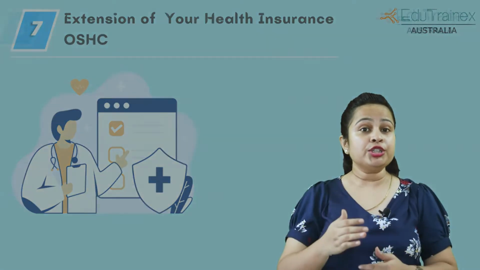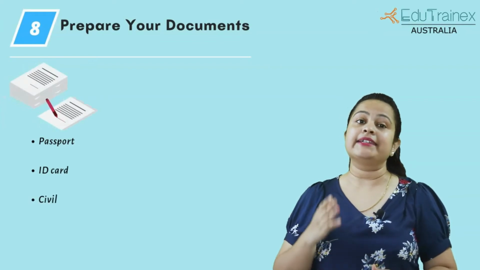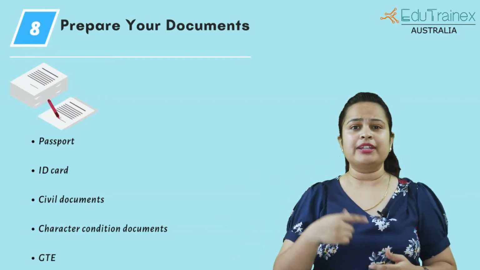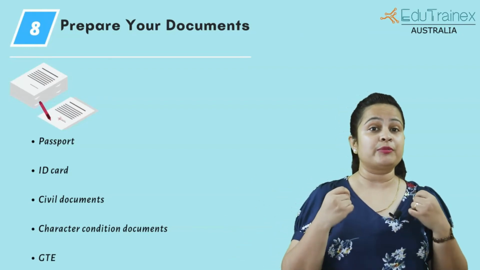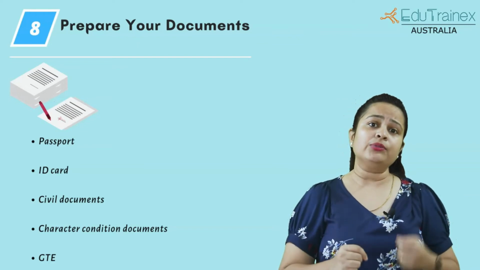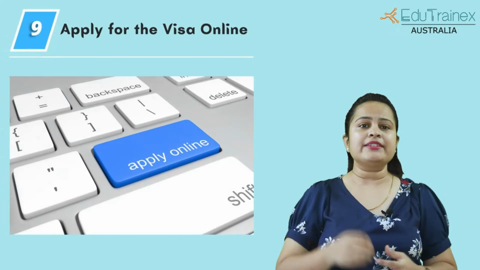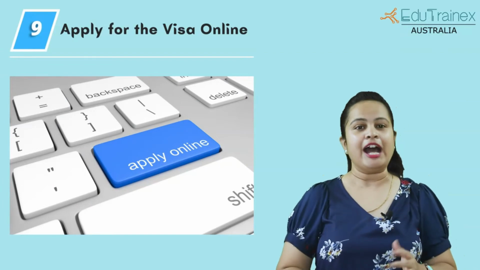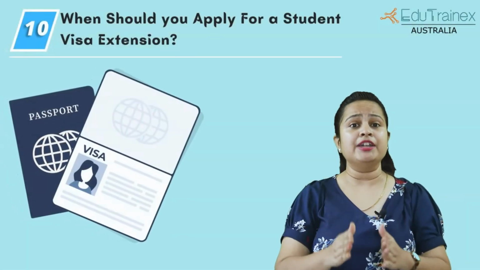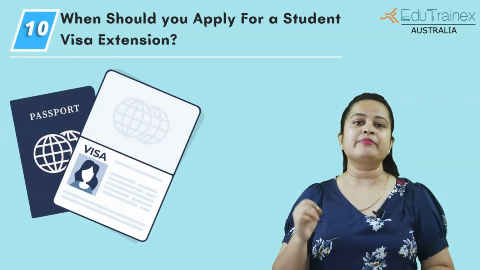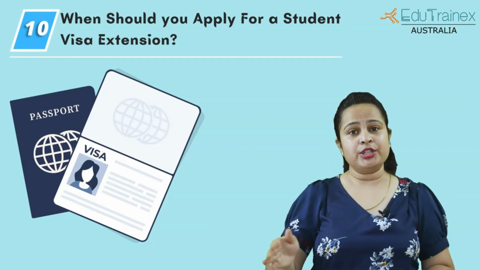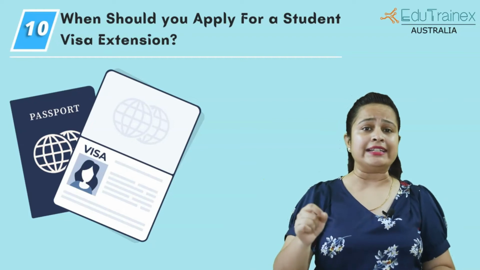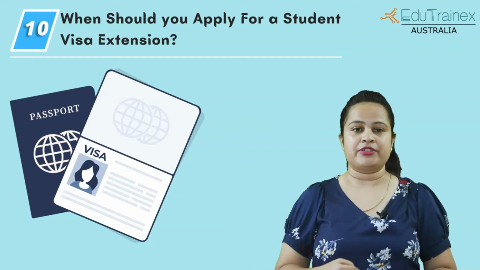Taking you further, for your new visa application, you must submit the same documents as your initial application. Among those documents, you need to submit your passport, ID card, civil documents, character documents, GTE and others. Your ImmiAccount allows you to apply for a new visa once you have all the necessary documents. Remember that visa application fees still apply. It is recommended that you apply for a new student visa at least 8 weeks before your current visa expires. After submitting your application, you will most likely receive a bridging visa. In the meantime, you can stay in Australia legally while your new student visa is still being processed.